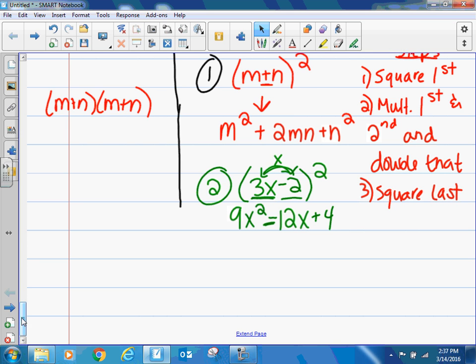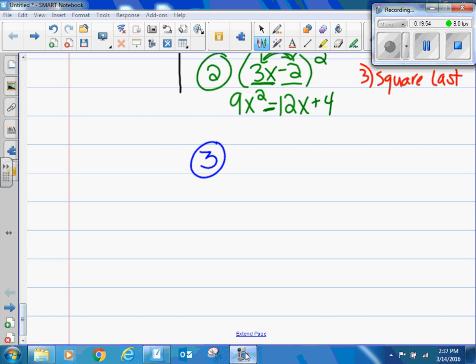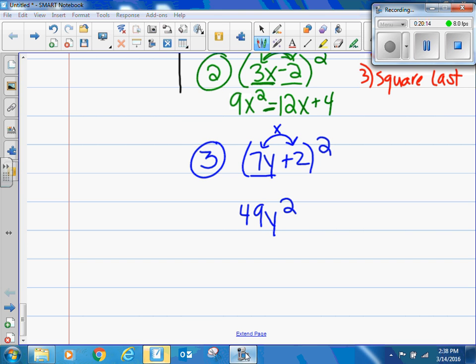All right, last example. We have 7y plus 2, and that's squared. So I'm going to square my first term. 7y times 7y is 49y squared. I'm going to multiply them together. 7y times 2 is 14y, and I have to double that. So that would be 28y. And then I'm going to square my last term, which is 2, so I would get 4.